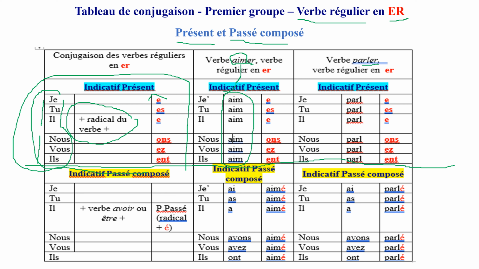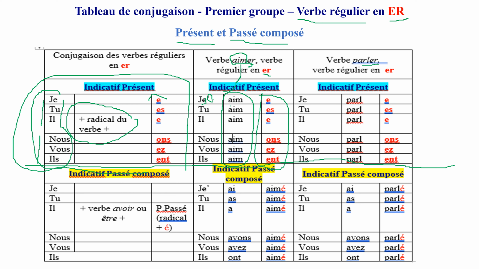And then what I've done is I've taken the endings for verbs ending in ER, just like here, you remember we said E, ES, E, ONS, EZ, ENT, and I've plugged them here. So when you conjugate the verb aimer, présent de l'indicatif, this is what you have: j'aime. Keep in mind, vowel and vowel, we eliminate the first one and replace it with an apostrophe, and again, this is a process of elision.